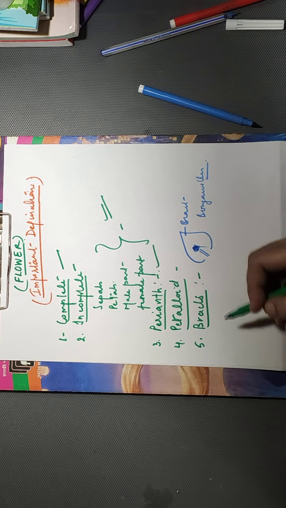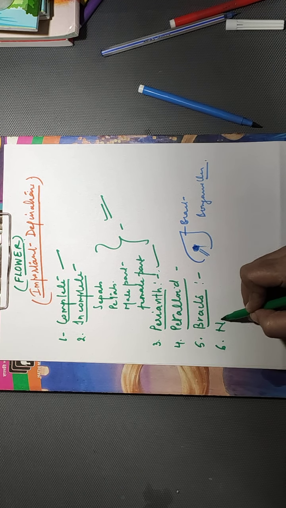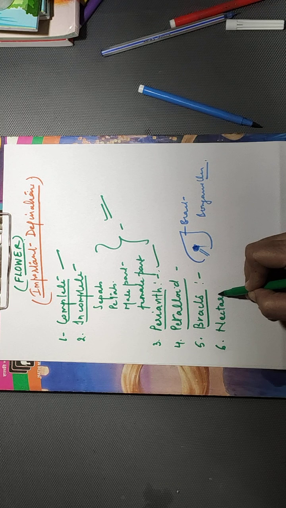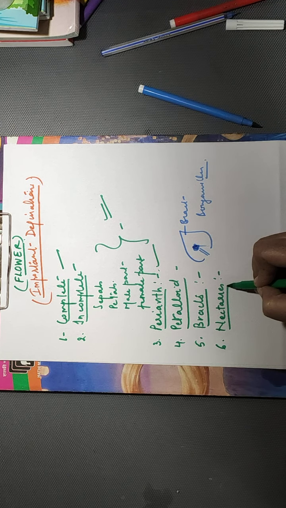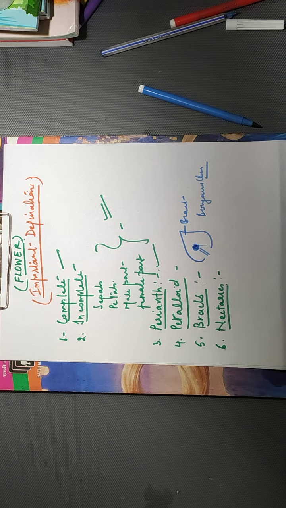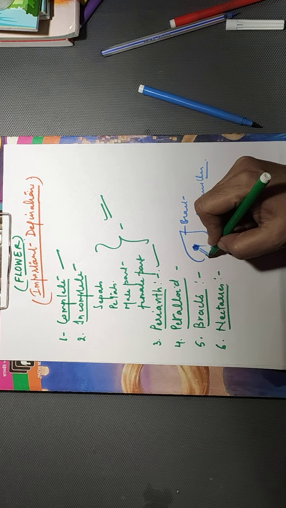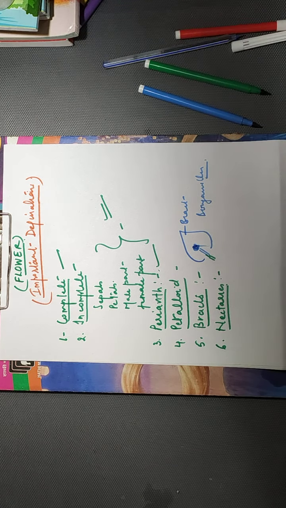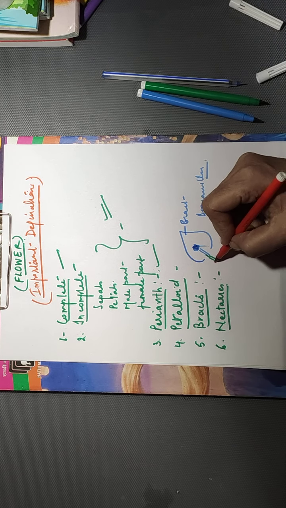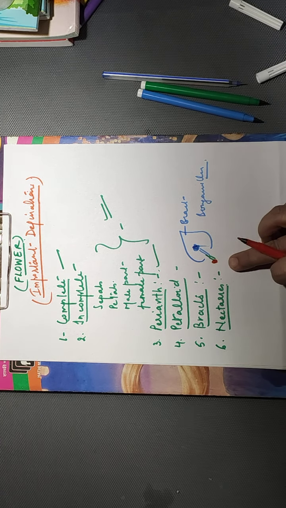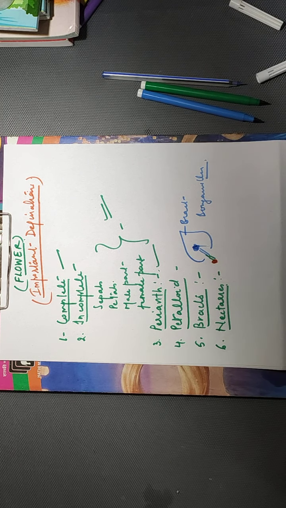Next definition is nectaries. Nectaries are small glands present at the base of flowers. Suppose this is a flower, so this is a nectary. Nectaries are present at the base of the flower, and nectaries contain nectar.